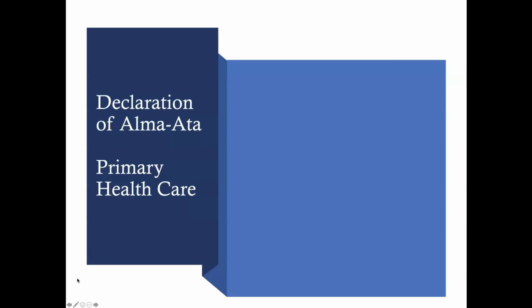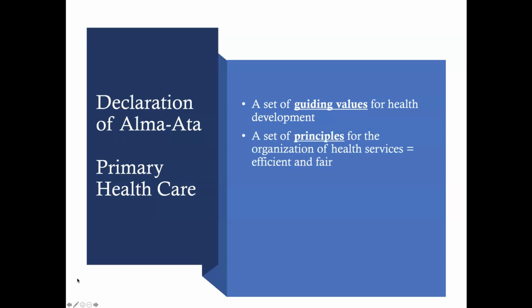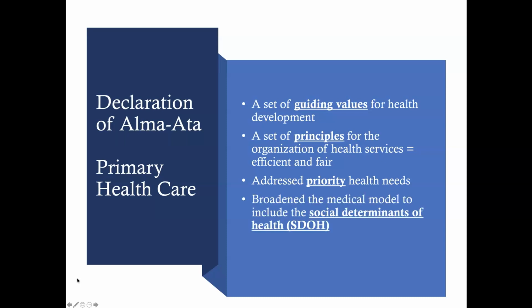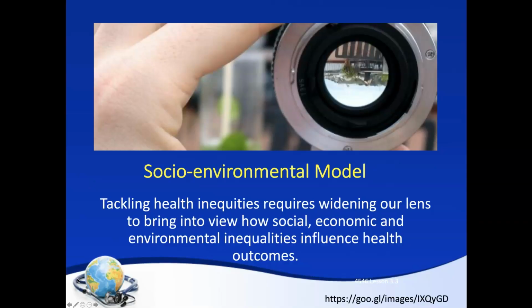And so you had this declaration of Alma-Ata. It was a set of guiding values for health development, a set of principles to help countries organize health services that were efficient and fair. It addressed priority health needs in countries, and it broadened the medical model to include the social determinants of health. And it involved all sectors, not just the health sector. Sounds pretty good. And so some would call this the socio-environmental model. So it's tackling health inequities by widening our lens to bring into view how the social determinants of health influence our health outcomes.